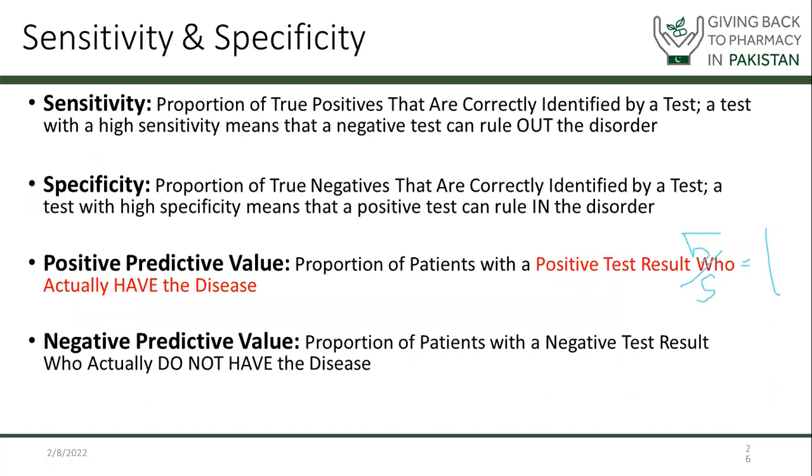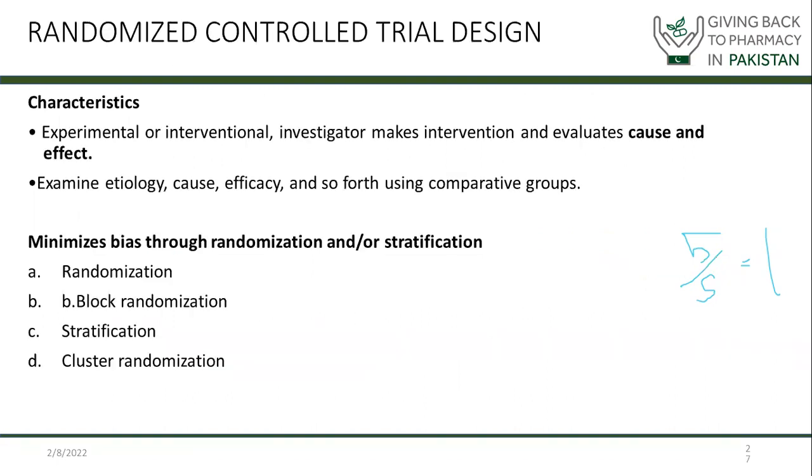Sensitivity is the proportion of true positives that are correctly identified by a test. A test with high sensitivity means a negative test can rule out the disorder. Specificity is the proportion of true negatives that are correctly identified by a test. A test with high specificity means a positive test can rule in the disorder. Same for predictive value: the positive predictive value is the proportion of patients with a positive result who actually have the disease. So we see how many people actually have the disease and have the positive result. Same for the negative. So this is the predictive value.